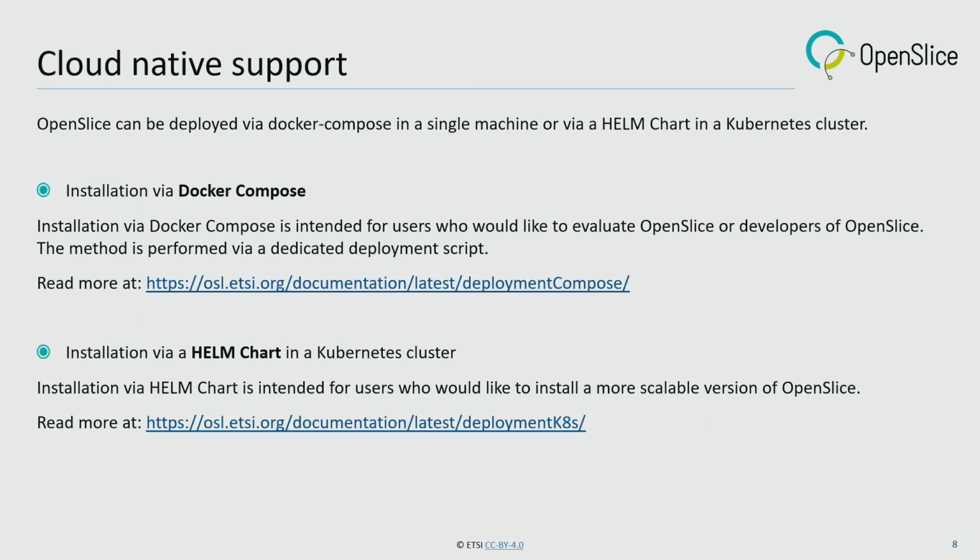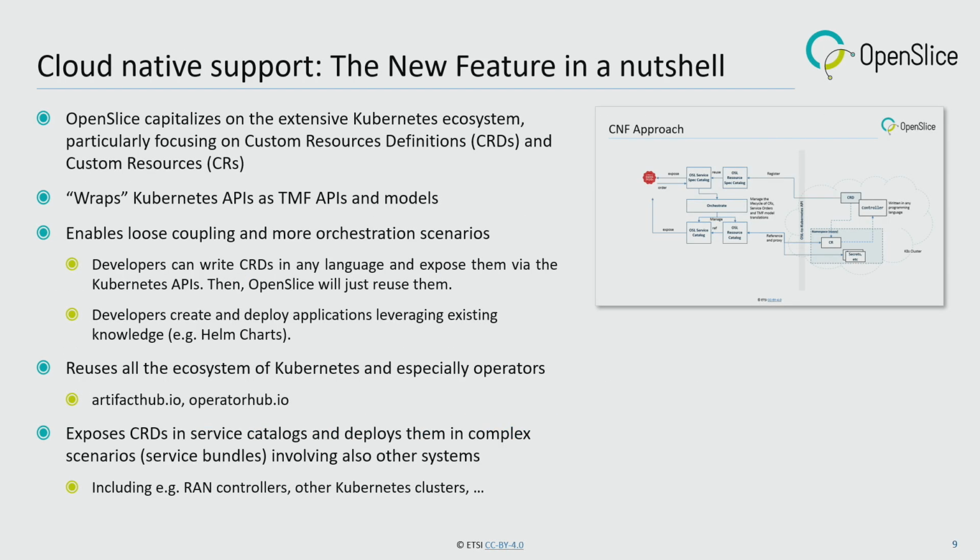When we come to cloud-native support, OpenSlice supports cloud-native deployments for itself, as can be seen here, via Docker Compose and Helm chart, but also for the respective deployments. What OpenSlice does, since its latest release, is to capitalize on the Kubernetes ecosystem, and particularly on custom resources. It wraps around custom resources and exposes them as TMF APIs.